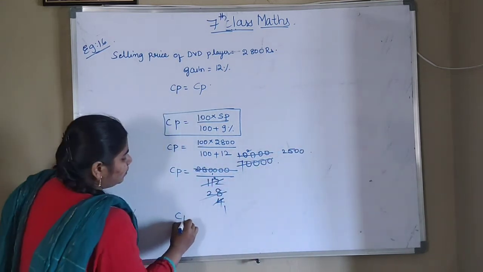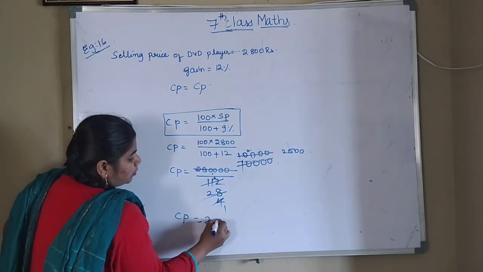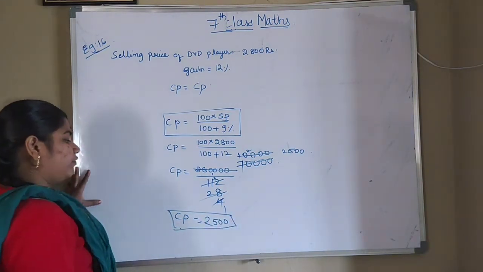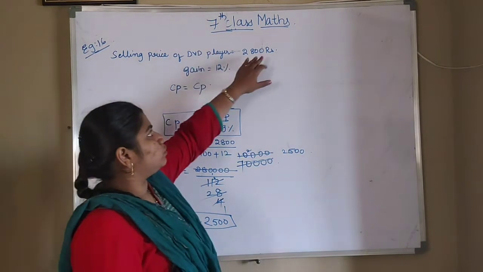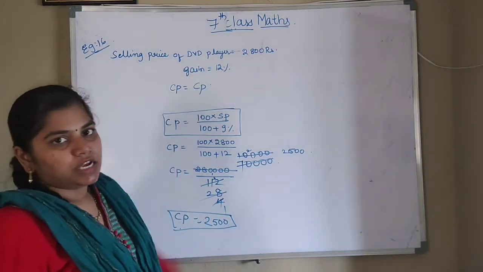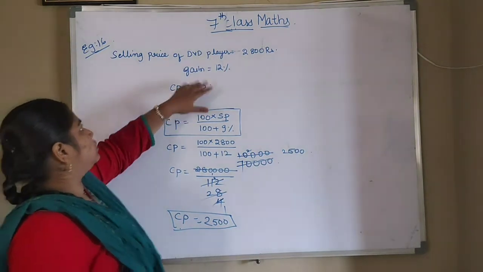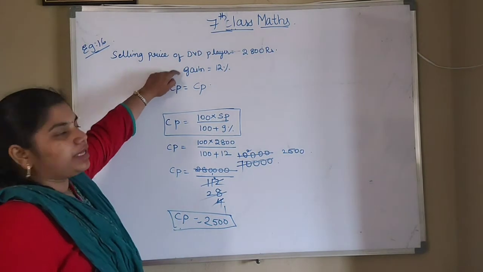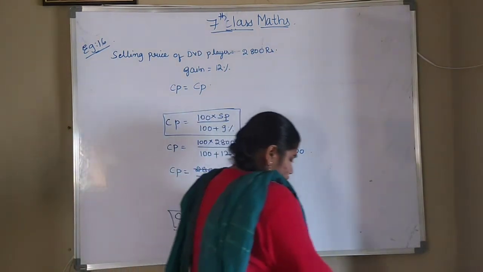So what is the cost price here? Cost price is 2,500. So if the cost price is 2,500, he sold for 2,800 and the gain percentage is how much? That is 12%. So in this case also the selling price is greater than cost price. So he got gain here. So this is our 16th solution.